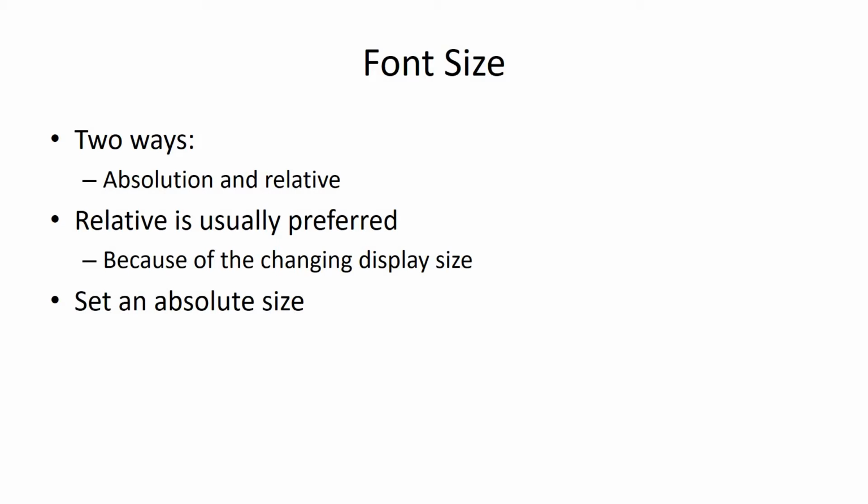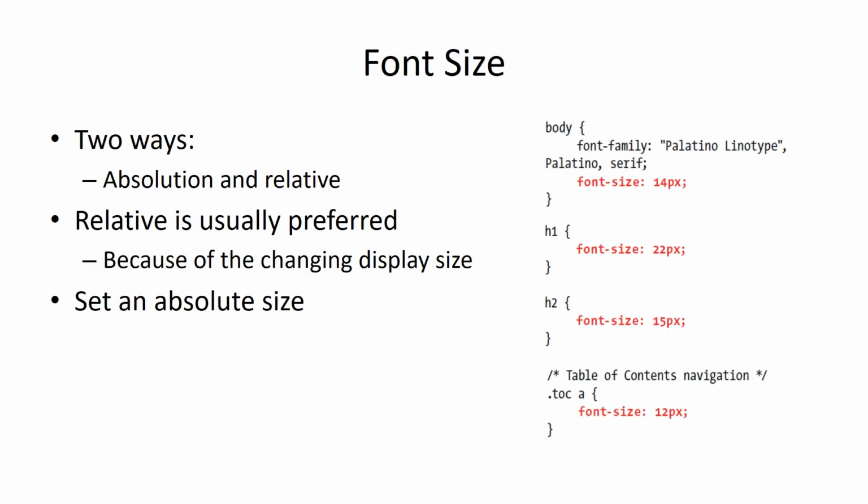Okay, we start with the absolute font size, and it's something like this. So the property is called font size, and the value is in pixels. So here it says body font size 14 pixels. So the font size will be 14 pixels. And for the heading 1, the font size will be 22, heading 2 15, etc., etc.